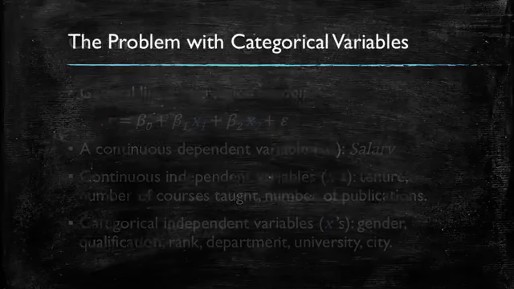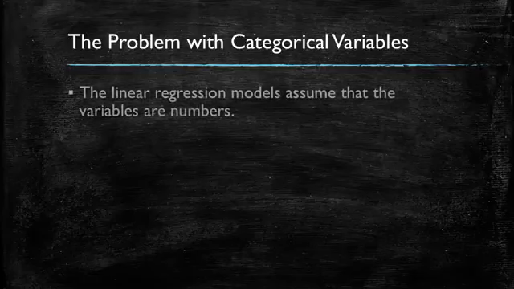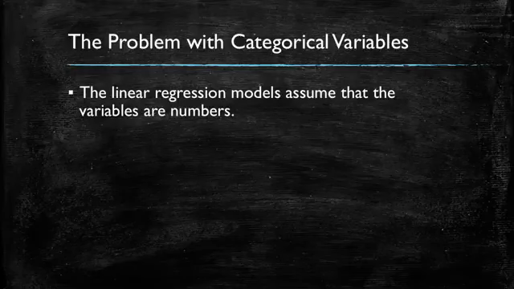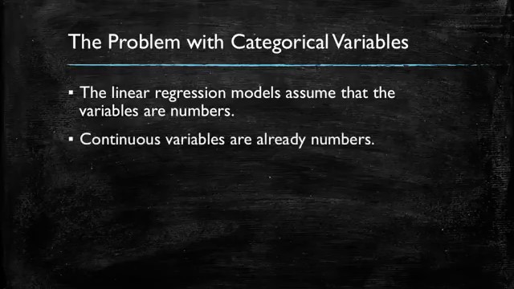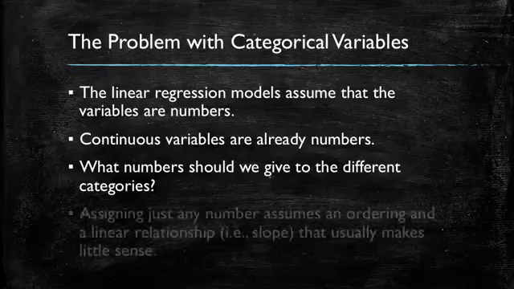And there's a problem in how we choose to represent these categories by using numbers. We need numbers because the linear regression models assume that the variables, the x's, are numbers. This is how the model works. Continuous variables are already numbers, but what numbers should we use to represent the categorical variables? Should we assign 1, 2, 3, 4 for 4 different cities? Or maybe 100, 200, 300, and 400 for the 4 different cities? It's very hard to tell.